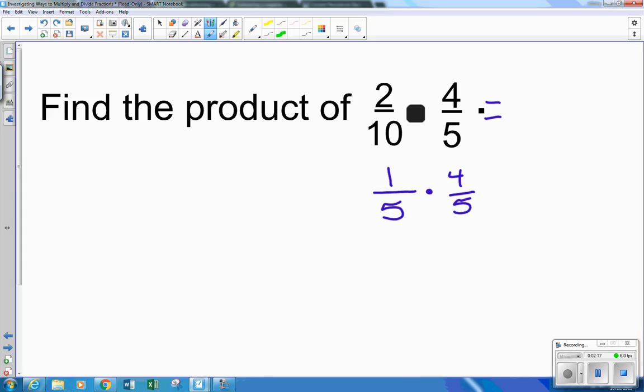Now I ask myself again, is there a number that goes into 1 and 5? Not really. 4 and 5? No. You can't say 5 and 5. 5 will go into both of those, but you can't go across like that. It has to be one up and one down. I can't do anything else, so 1 times 4 is 4, and 5 times 5 is 25. I may think this is tough, but it's actually tougher if you didn't do this and said 2 times 4 is 8 and 10 times 5 is 50, and then tried to reduce it down to 4 over 25.